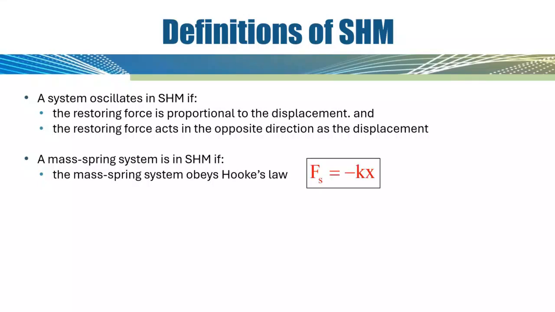We could also say the same thing mathematically by saying an object is in simple harmonic motion if it moves according to the model F equals negative kx. This is the defining equation for AP Physics 1.